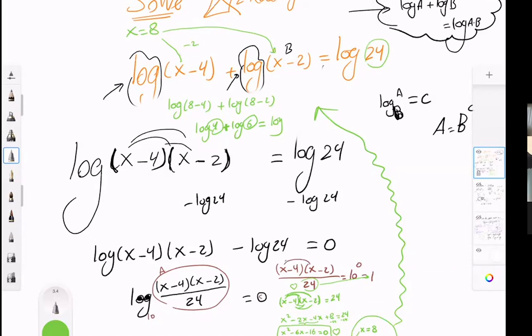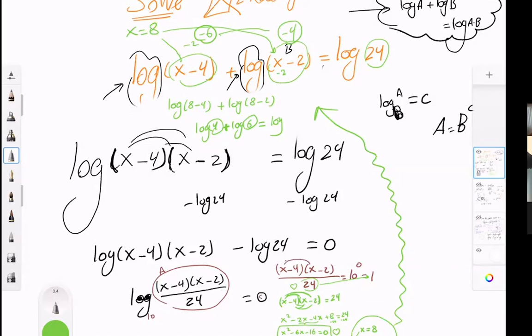Ella, does the negative 2 work? If I plug in negative 2, I want to put negative 2 here, correct? This will be negative 4, and this will be negative 6. Negative 6 times negative 4, what is that? Positive 24. But we don't accept negative 2.